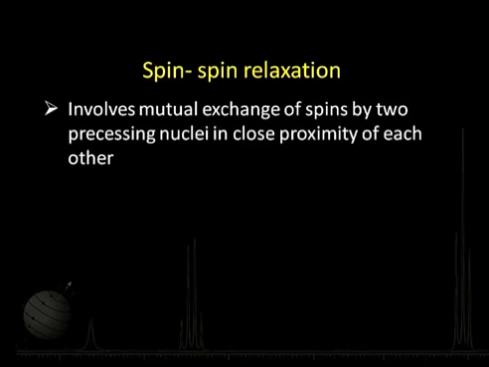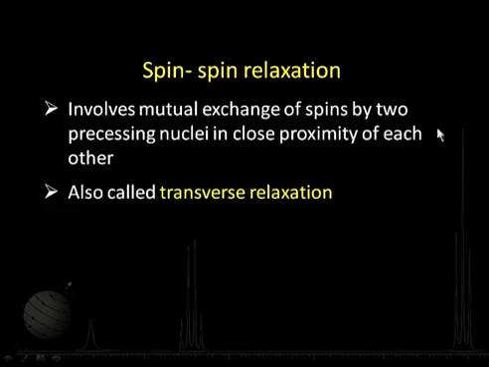Okay. The second kind of relaxation is termed spin-spin relaxation. As the name suggests, spin-spin. That means this involves mutual exchange of spins by two precessing nuclei in close proximity to each other. What it means is this: one spin which is in the excited state has high energy, and you have a neighboring spin which does not have high energy, it is in the ground state. There can be a transfer of energy from here to here. So, this might get excited, and this will come down.